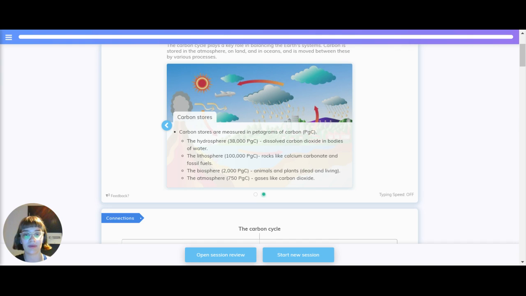The hydrosphere, which is about 38,000 PgC, is dissolved carbon dioxide in bodies of water. The lithosphere, 100,000 PgC, is rocks like calcium carbonate and fossil fuels. The biosphere, 2,000 PgC, is animals and plants, dead and living. And the atmosphere, 750 PgC, is gases like carbon dioxide.